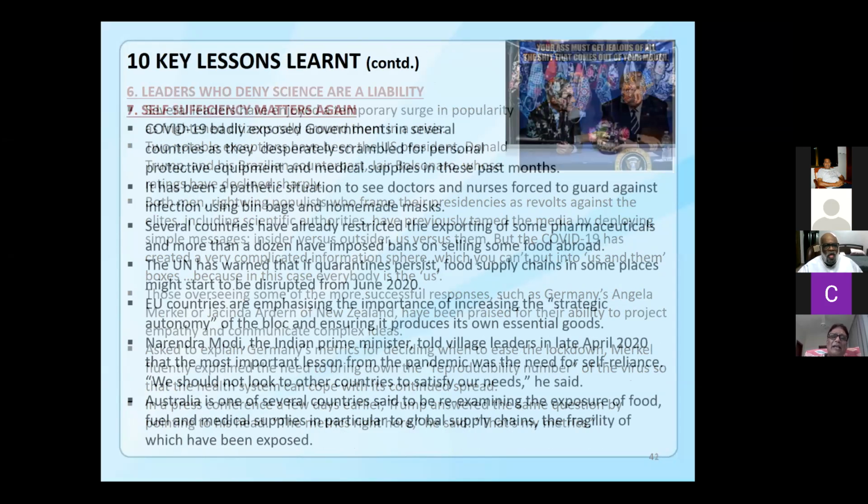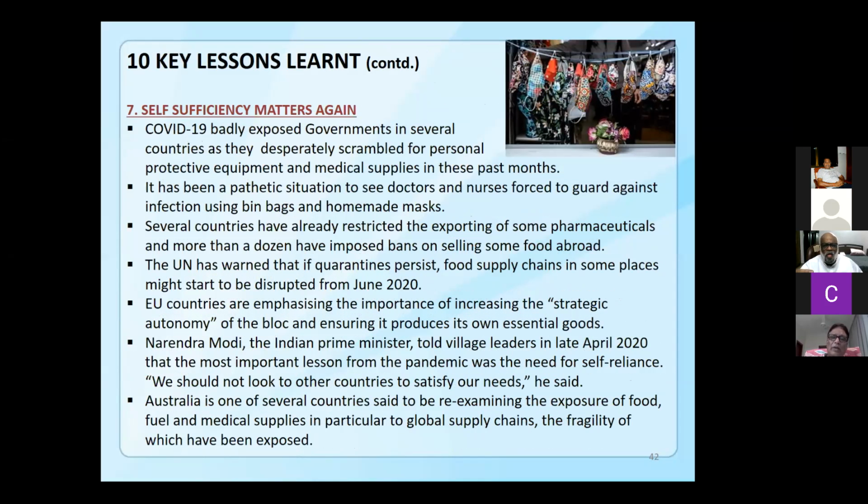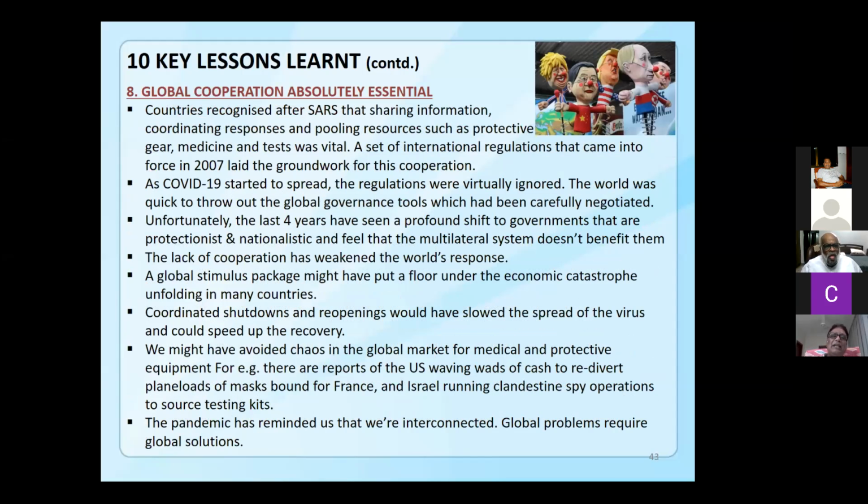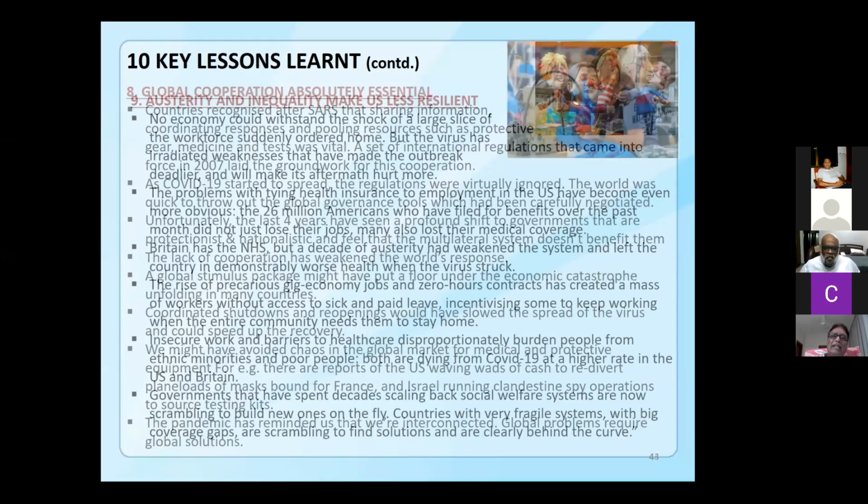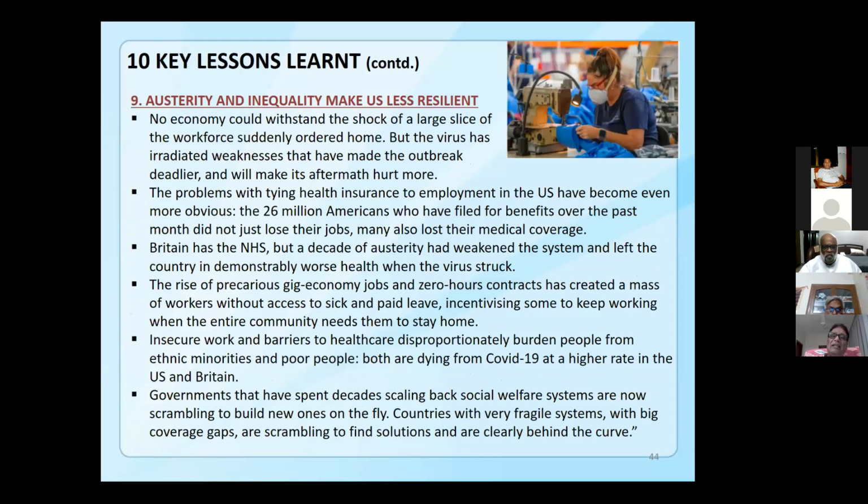Self-sufficiency matters again. I think this is one area where India has recognized that we need to be self-sufficient. Taiwan was one of the first countries to realize self-sufficiency, and we have learned our lesson. Global cooperation is absolutely essential for COVID-19 control. Austerity and inequality make us less resilient. So this is another thing that we have realized.